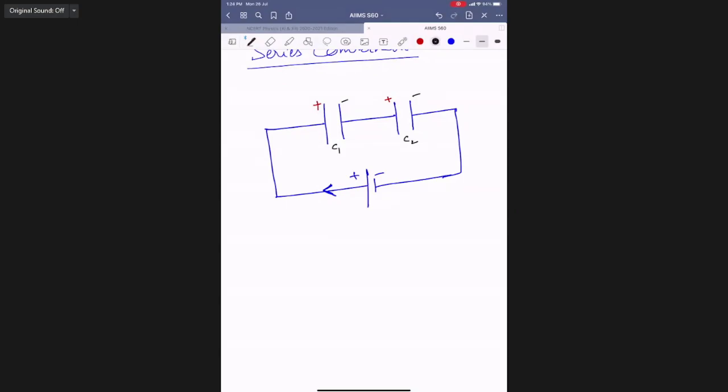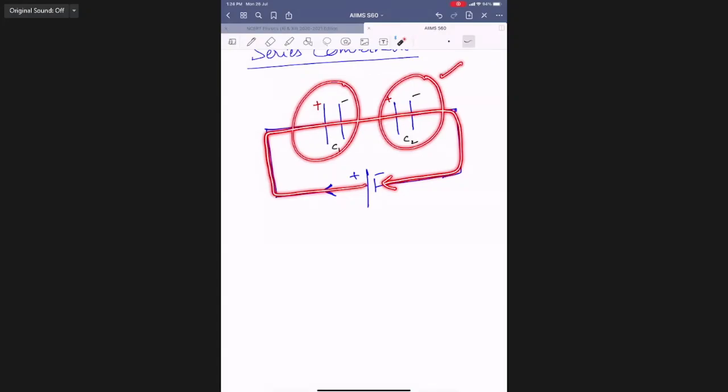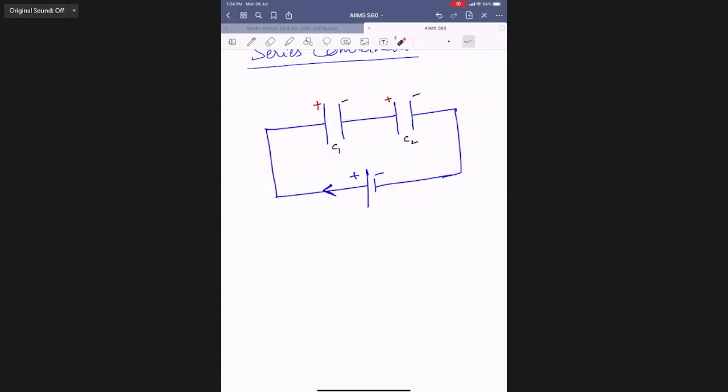Now in the circuit, how many paths for the charge to flow? More than one path or only one path is there? Only one path. They'll start here. So whatever the charge existing on the first capacitor must exist on the second as well. Must be same, no?